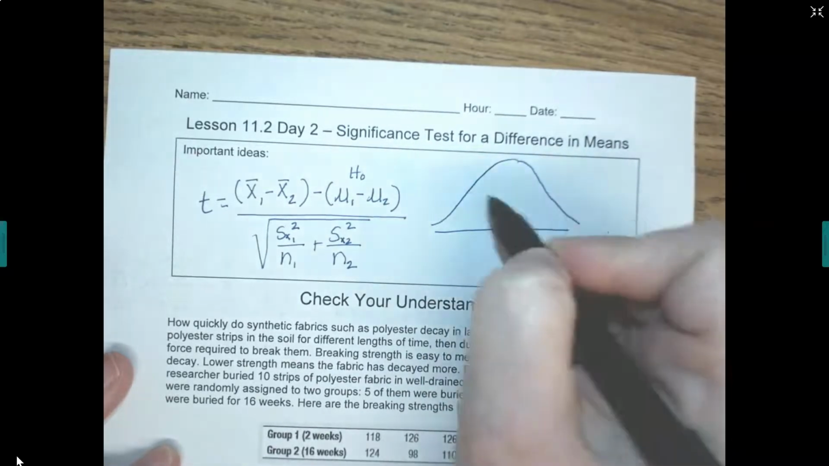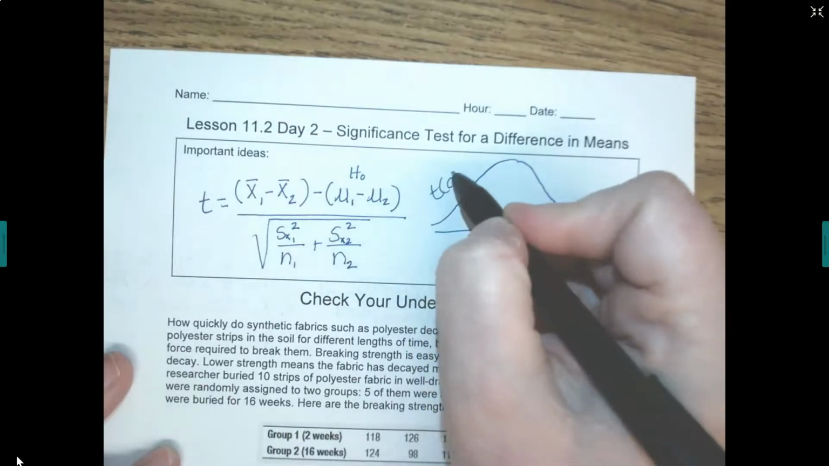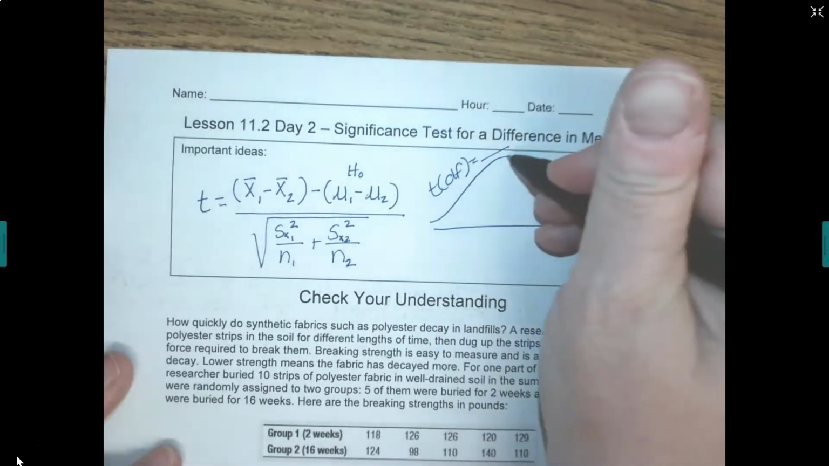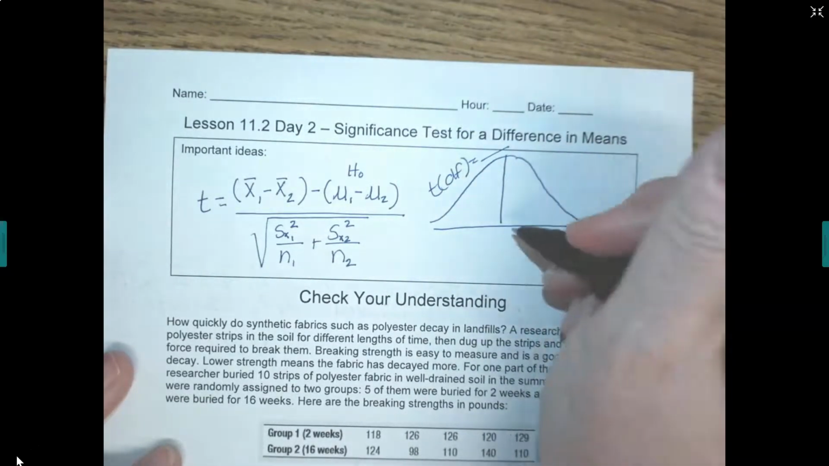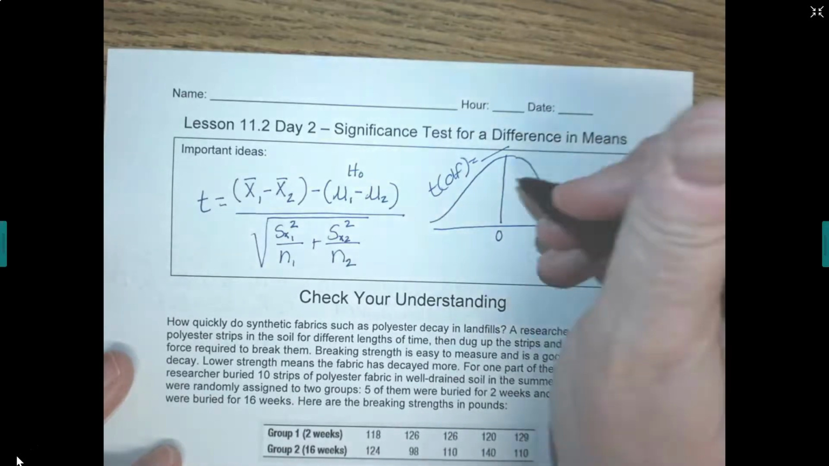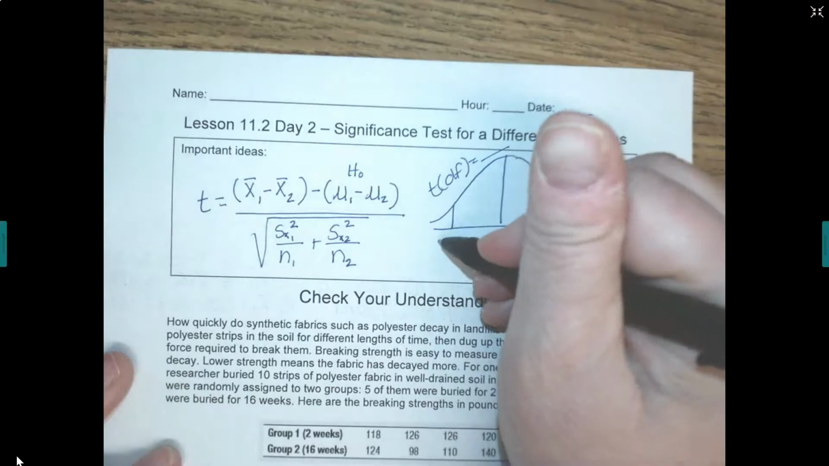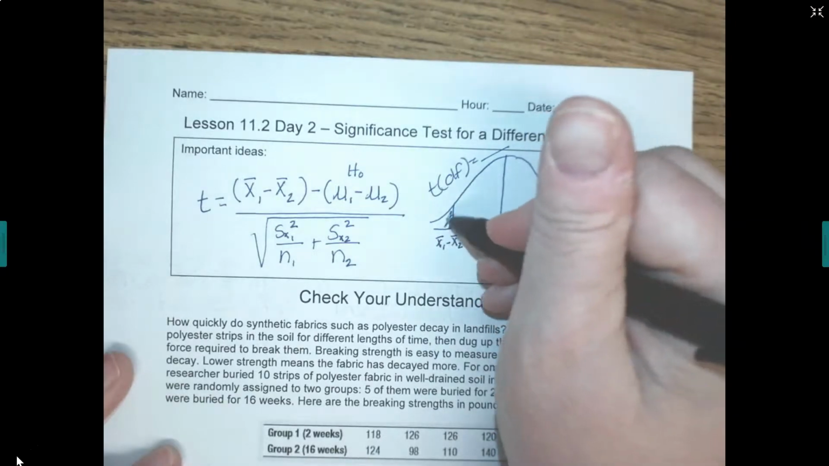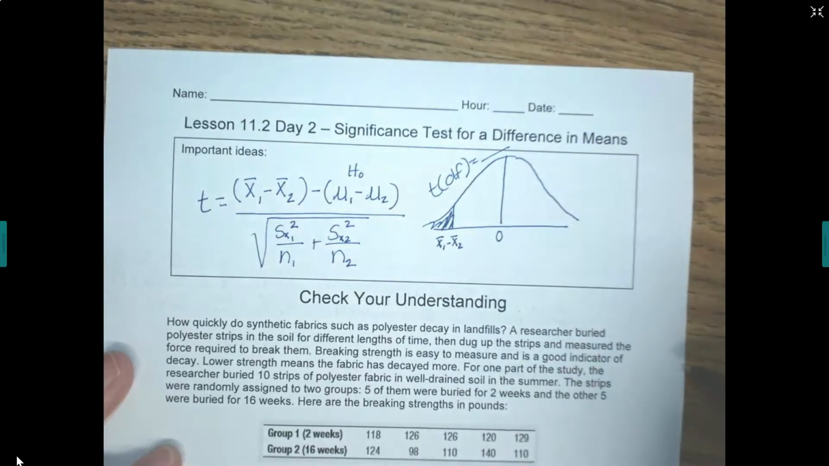Then we had our t-distribution with our degrees of freedom equals, take the lower number. For a difference of means, the center should be 0. And then wherever you mark, that's going to be your x bar 1 minus your x bar 2 in shade.